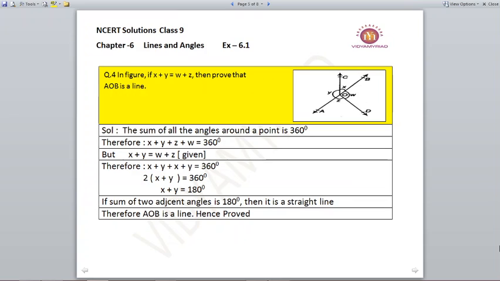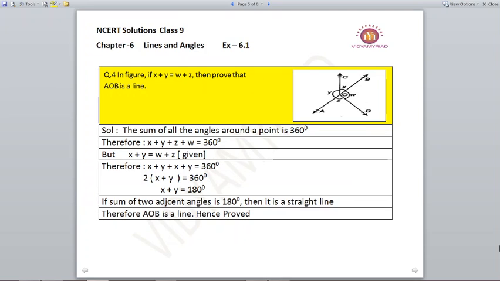Now, if you see, there are 4 angles in the diagram. The sum of the angles around a point will be equal to 360 degrees. Therefore, we can say that x plus y plus z plus w is equal to 360 degrees. But as per the question, we know that x plus y is equal to w plus z. It is given to us. So, I can rewrite my equation.